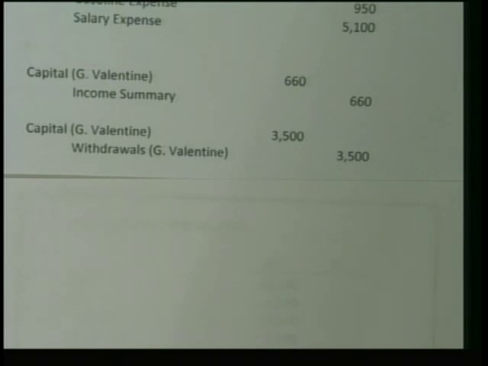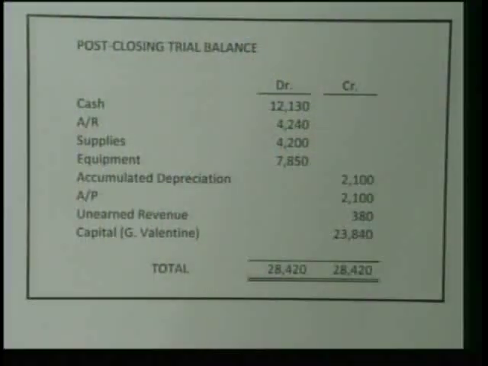Let's take a look at that post-closing trial balance. There's the post-closing trial balance. Did that agree? How many people got that? Raise your hand. Make sure I did it right. Now remember that capital balance of $23,840 is your beginning balance of capital and then that third and fourth closing entry posted to it. And those were both debits, weren't they?